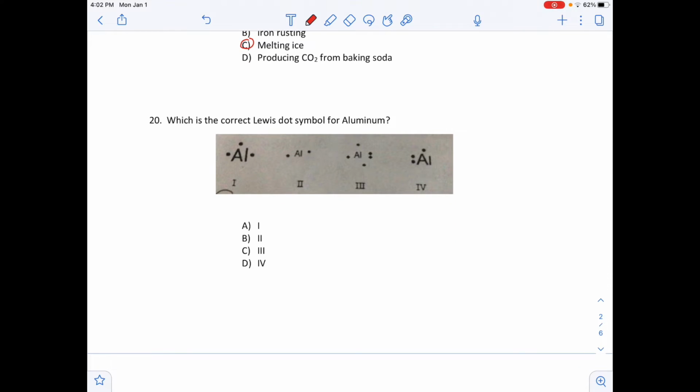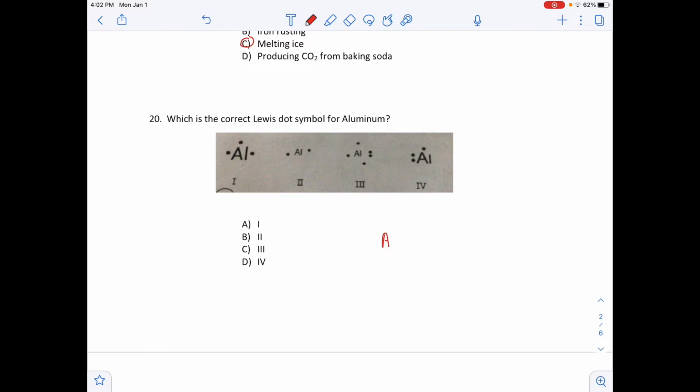For 20, it asks which of the following is the correct Lewis dot symbol for aluminum. So aluminum has 3 valence electrons, and a Lewis dot symbol is just where you write the element and you go around writing how many valence electrons there are. So for aluminum, there's 3, so there's 3 dots. So the correct answer would be A.